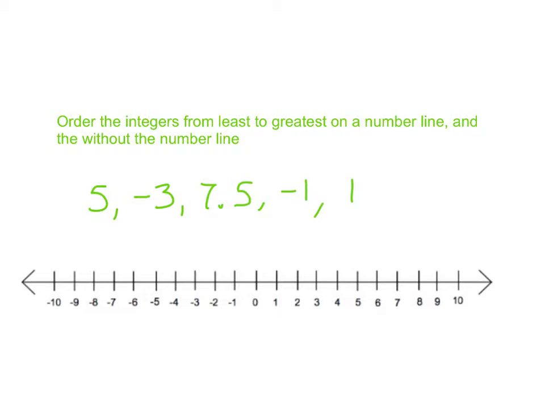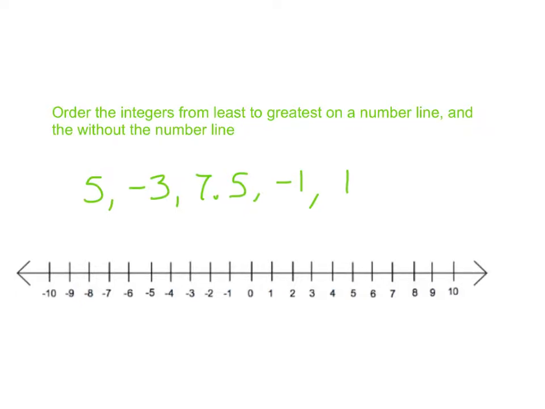Alright, so let's order some integers on a number line from least to greatest, and then we're going to order them without the number line. Starting with the number line is easiest, I think, because it helps us get to the next step quite quickly. If I'm going to graph these on a number line, I don't actually need to do it in order. So let's just start with 5. 5 is there, -3 is there, 7.5 is going to be right between 7 and 8, -1, and then +1. Now, why do we do that part first before ordering them? Because once they're on the number line, I'm just going to rewrite them in order, and the number line gives me that order very quickly.